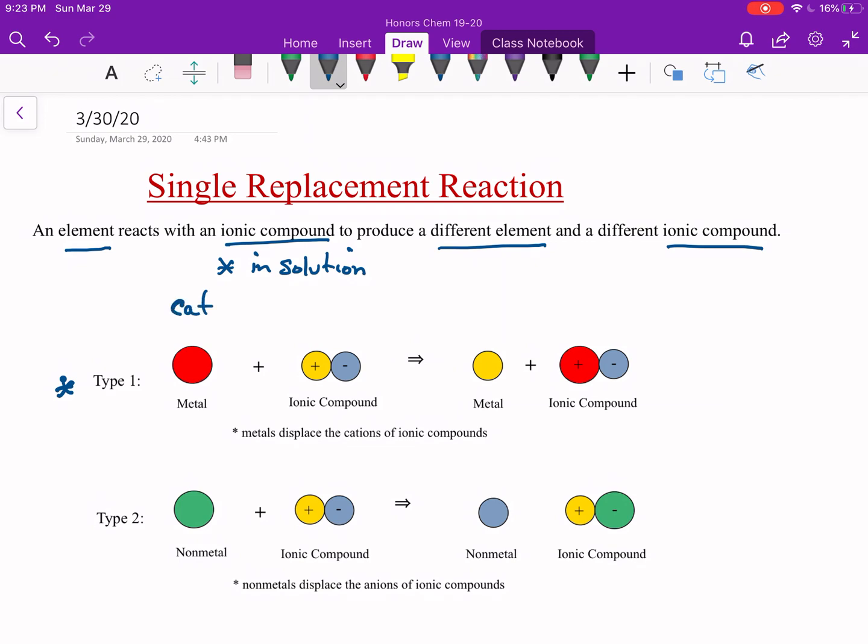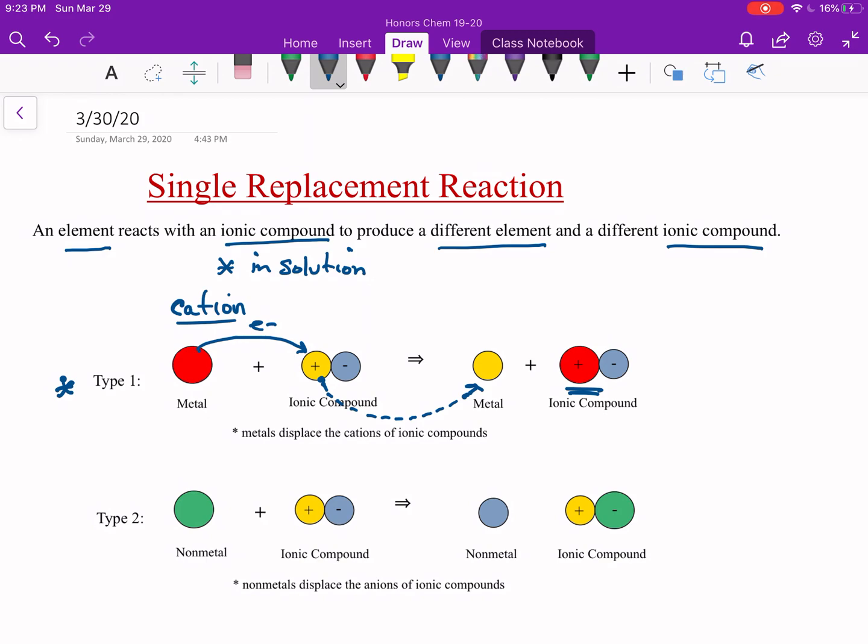And so since that metal forms a cation, it's going to want to come over here and kick this element out, and it's going to take its place as a part of that ionic compound. And the reason why it's able to do that is that some elements have a greater ability to donate electrons than others. It's called their activity. And so what we have here is a metal, think alkali metal, who really want to lose their electrons.